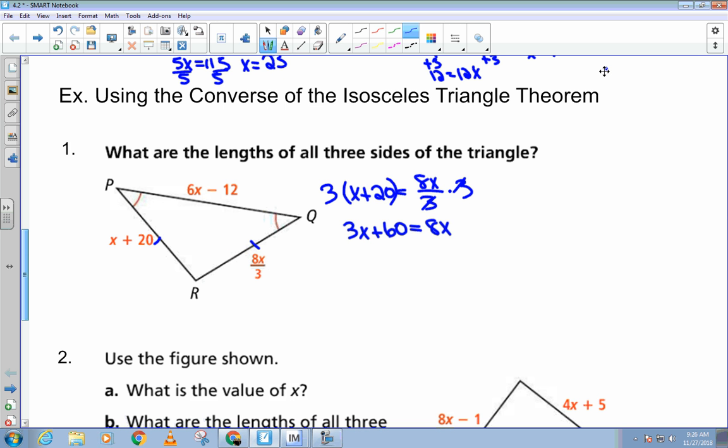It's like 3 over 3 is 1. So then I got to solve for x. I'm going to subtract 3x from both sides. And I end up with 60 equals 5x. Divide both sides by 5.